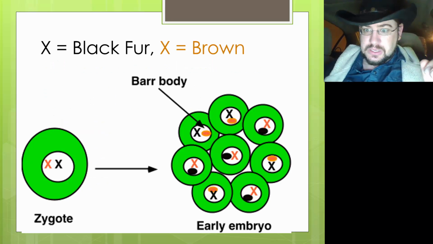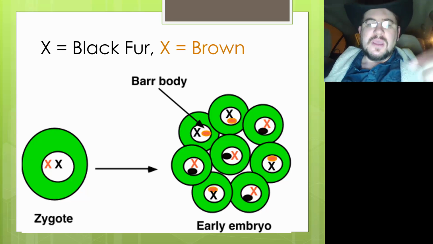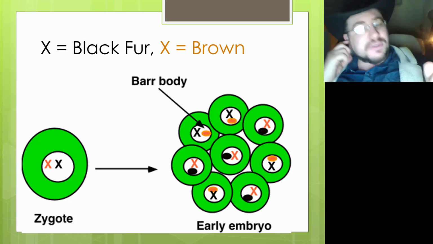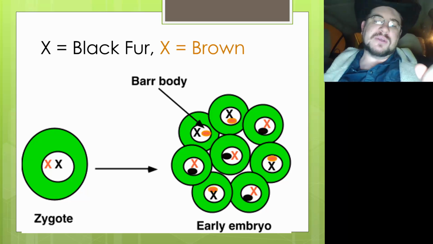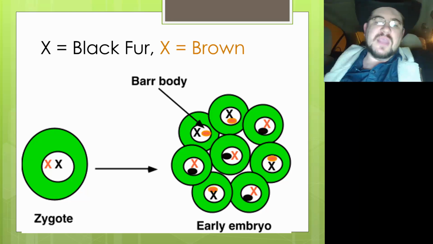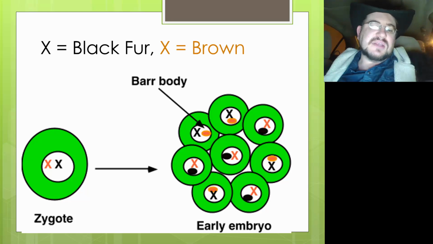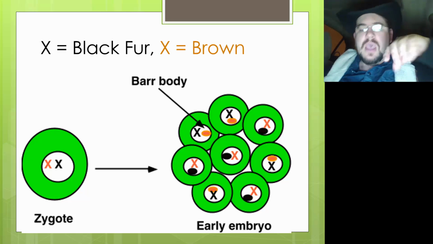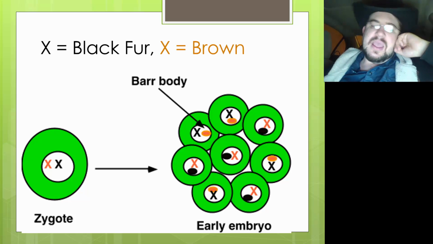Hopefully that didn't get too crazy in my brain, but I can explain it again, this time using cats, because everybody loves cats in the internet age. Cats are pretty convenient because black fur and brown fur are carried on the X chromosome. Both the genes for black fur and the genes for brown fur are carried on the X chromosome. So here we have the zygote, and this kitty is heterozygous. On one chromosome, it has the gene for brown fur, and on the other chromosome, it has the gene for black fur. And at some point during embryonic development, we start to see Barr body inactivation.